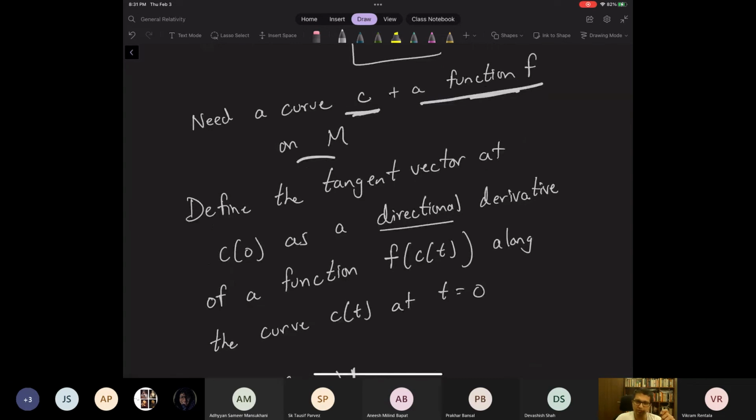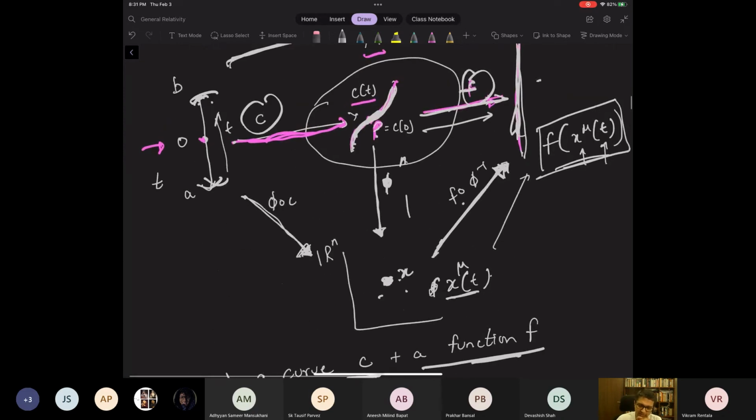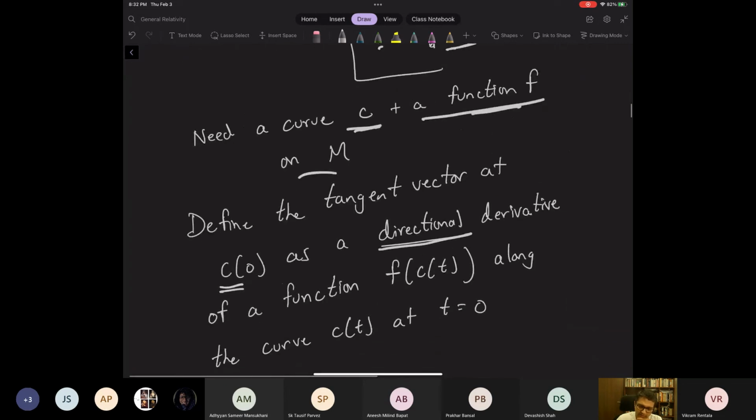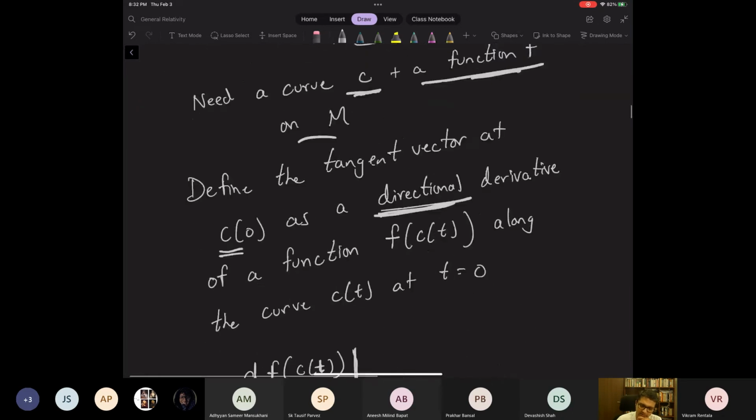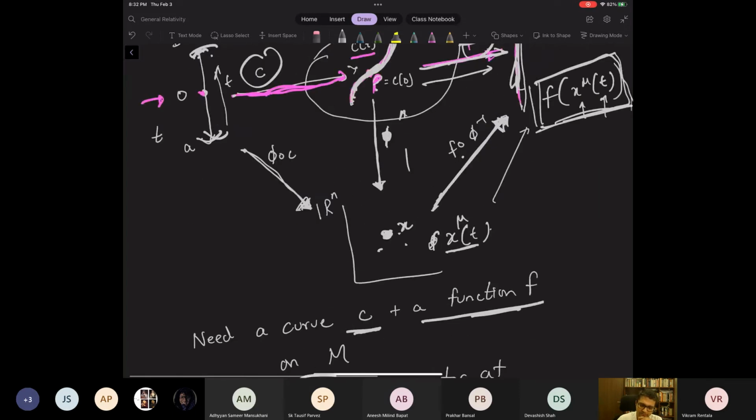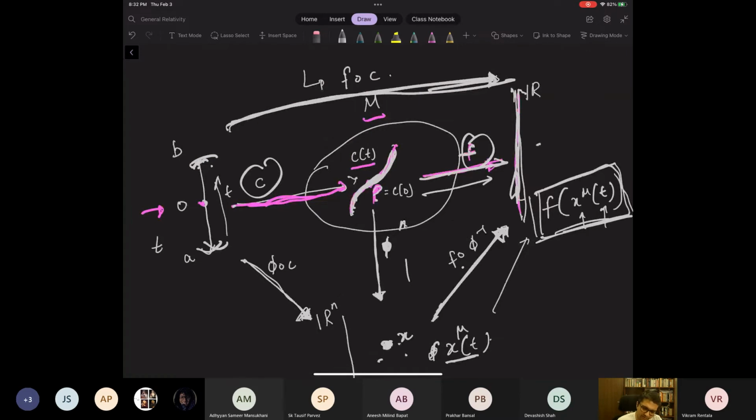So what we are going to do now is define the tangent vector at C0, that is at this point P. We're going to define the tangent vector to be the directional derivative of this function, f of x mu t or f of C of t, along the curve C of t at t equal to 0. In other words, we're going to try to define a derivative at this point of the curve, and it's going to be a directional derivative. That is, it will be a derivative along the curve itself. So that will give us a notion of a vector.